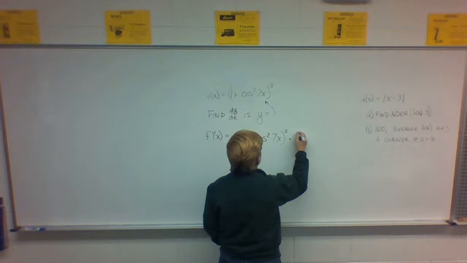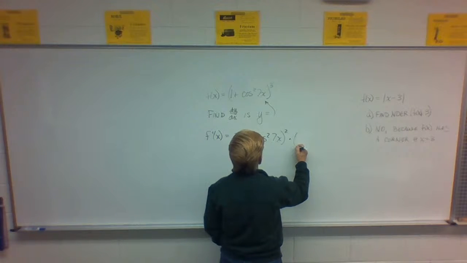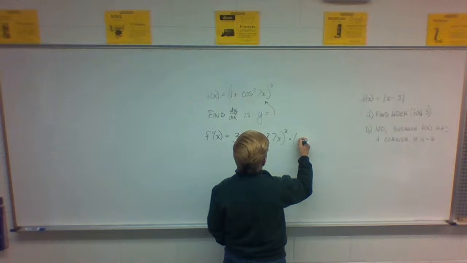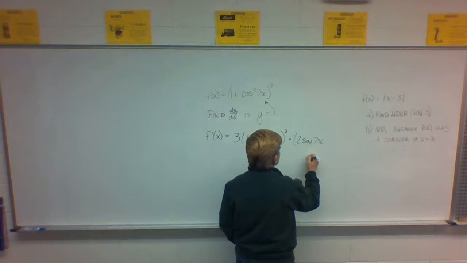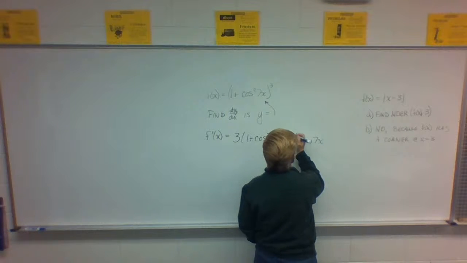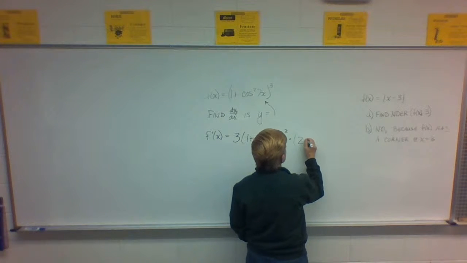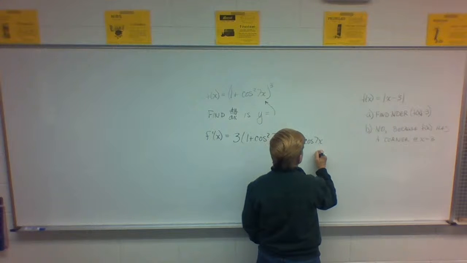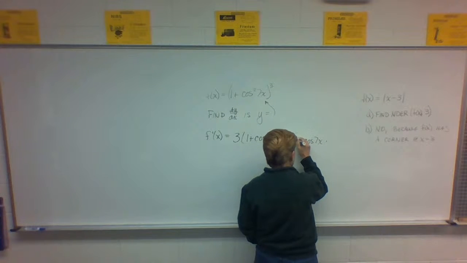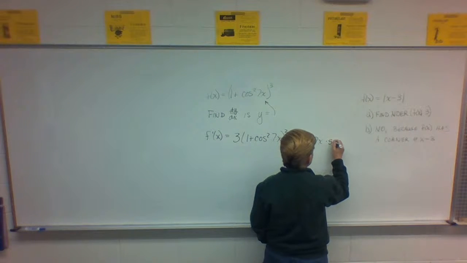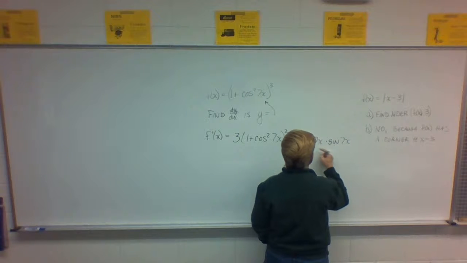Negative sine squared 7x. Wait, no. Wouldn't it be negative 2 sine squared? Wait, no. Wait a second. Not the 2 sine squared. 2 cosine 7x, sine 7x, right? Isn't it negative? Wait a minute. No, that's wrong. 2 cosine 7x times... Where does the 1 go? Negative sine 7x times 7, times 7.